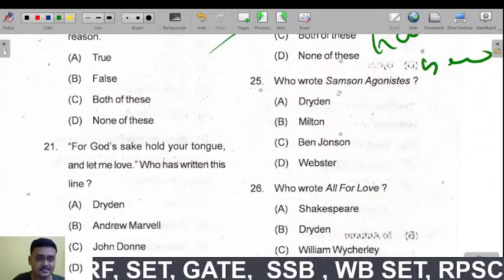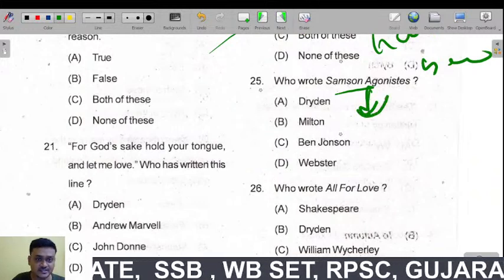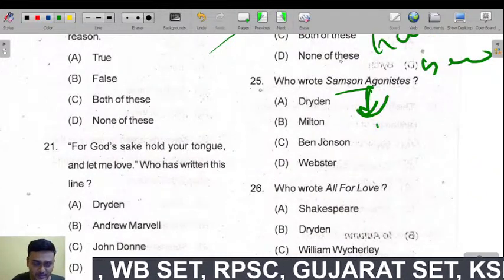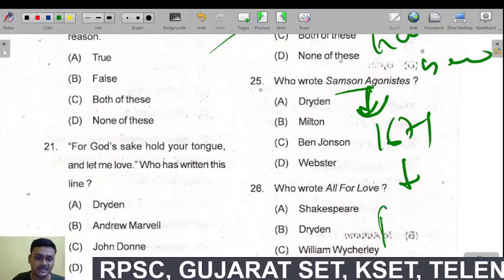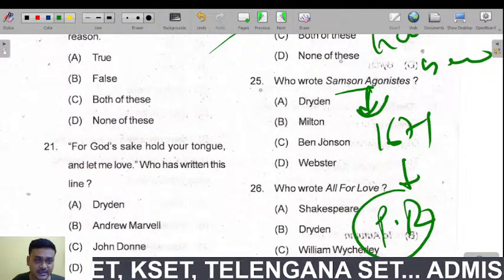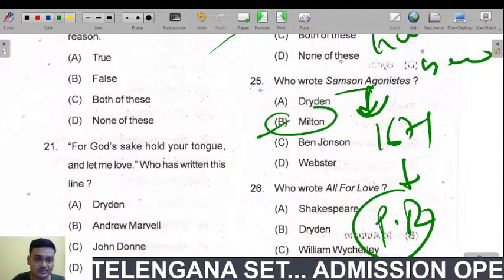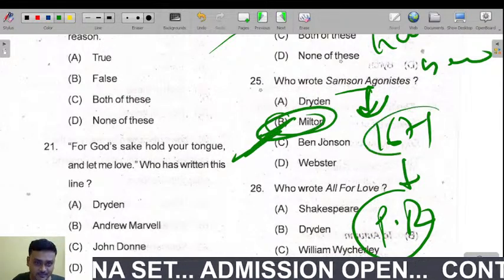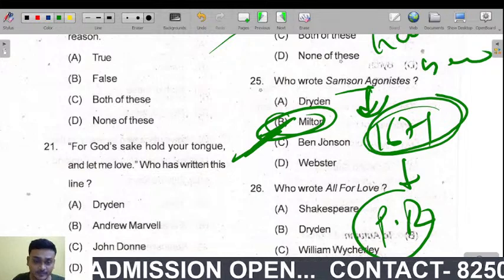Here is the next question. Who wrote Samson Agonistes? Samson Agonistes was published in 1671 along with Paradise Regained. John Milton wrote Samson Agonistes.